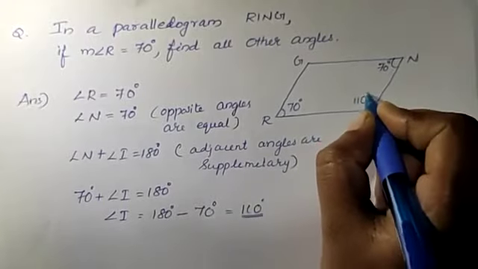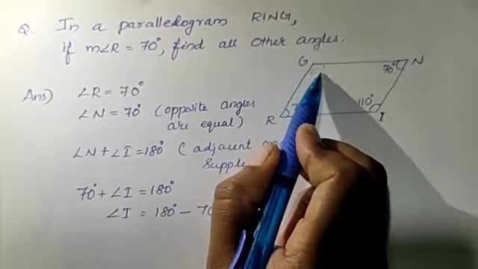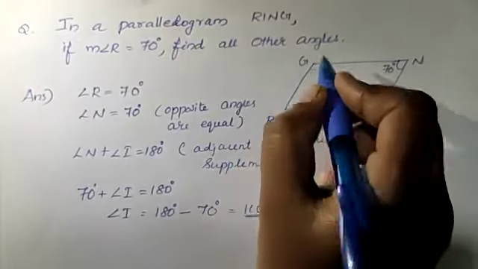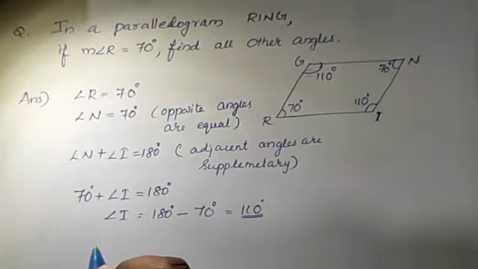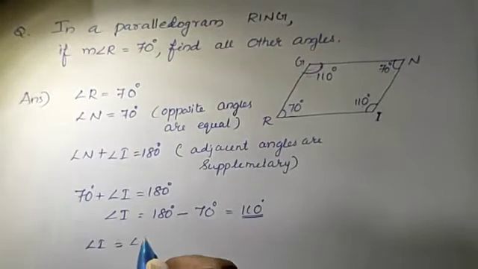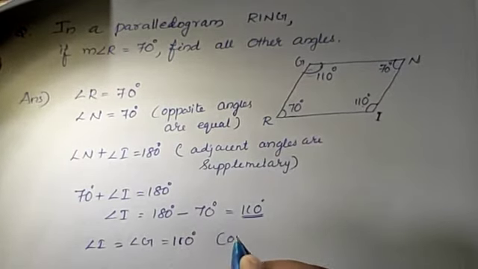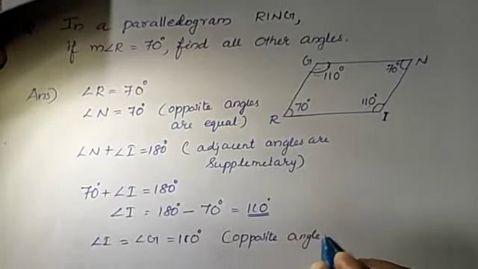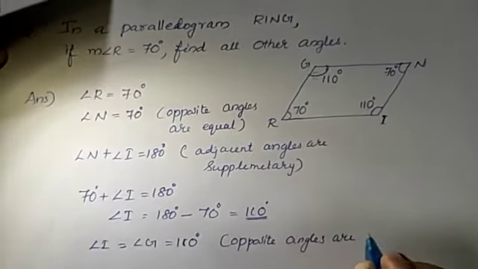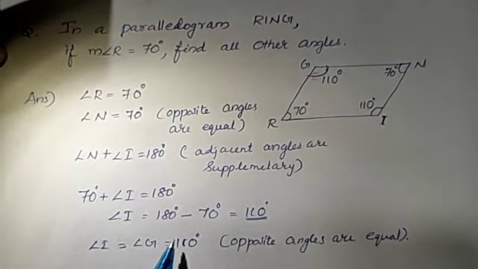Here it is 110, and we know this is opposite to angle G. Here these are equal, so here also it is 110 degrees. That means angle I is equal to angle G, 110 degrees. Opposite angles are equal. Okay, so we have found all other angles.